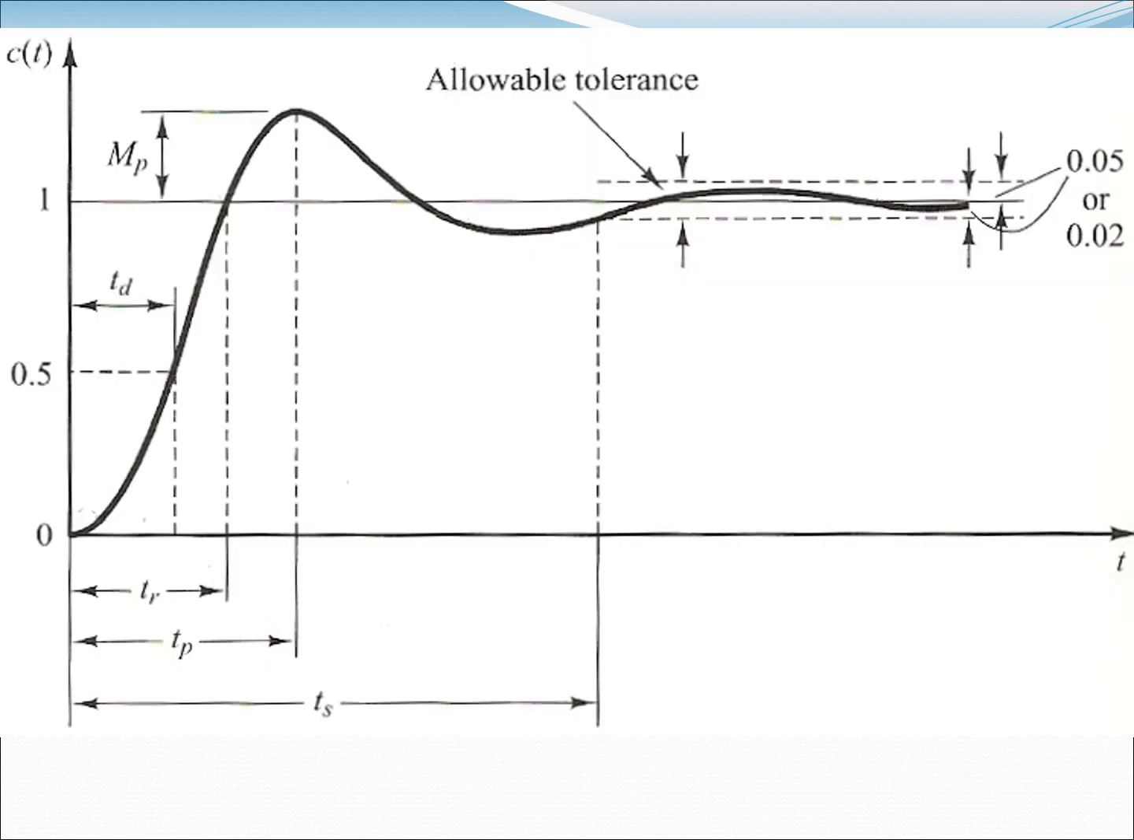In order to clearly figure out all the specifications on the output response, we use this slide. So here the first one is TD. I hope you still remember the definition. Then we have TR, from 10% to 90%. Then we have TP, the peak time. Then we have the settling time, within the boundary of 2%. And then we have the definition of MP.